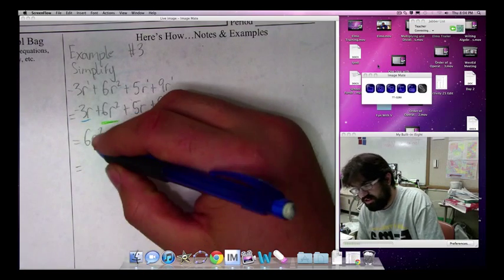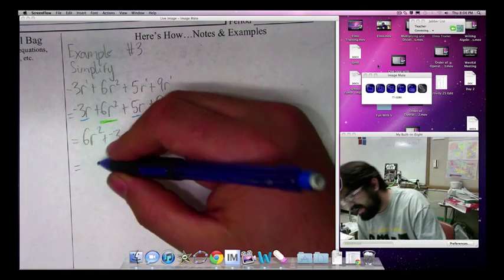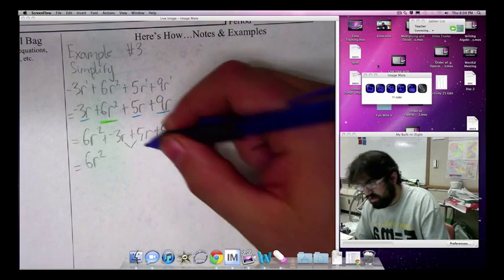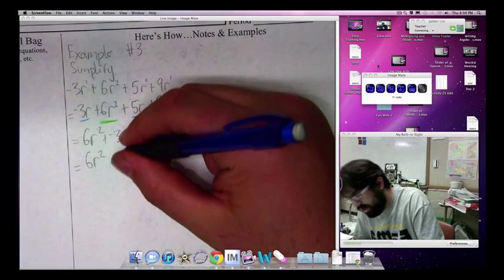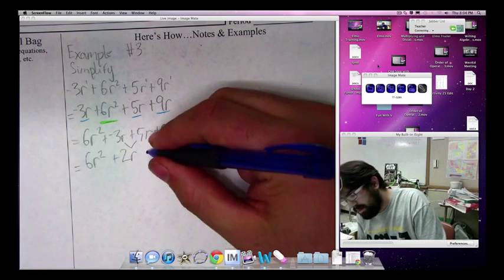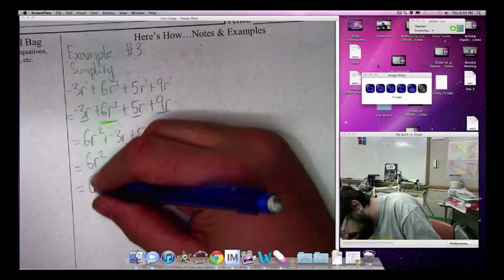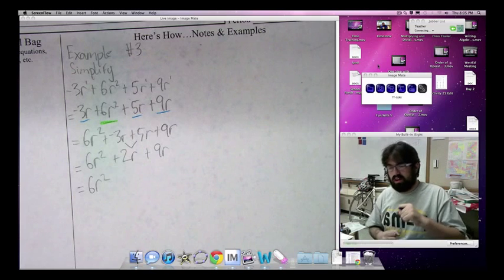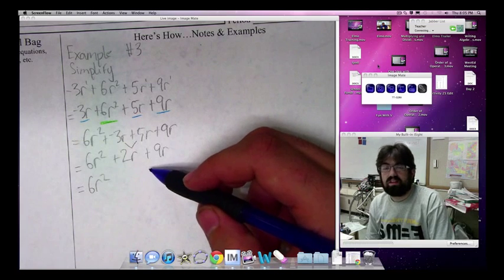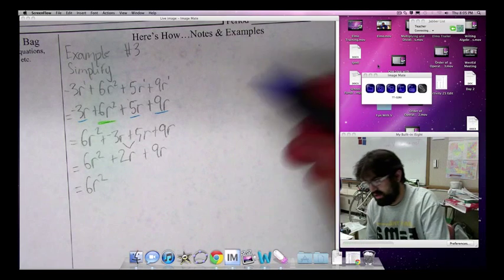Is equal to 6r squared. There are no other r squares. It's the only thing I underlined in green. He is by himself, or herself if you want to be equal opportunity. Negative 3 plus 5 is 2r. 2r. Not r squared all of a sudden, just r. Plus 9r. 6r squared again comes down. He's hanging out by himself. One-man dance party. What the heck? 2 plus 9, because they're both r, they're both the same variable and the same power, is 11r.